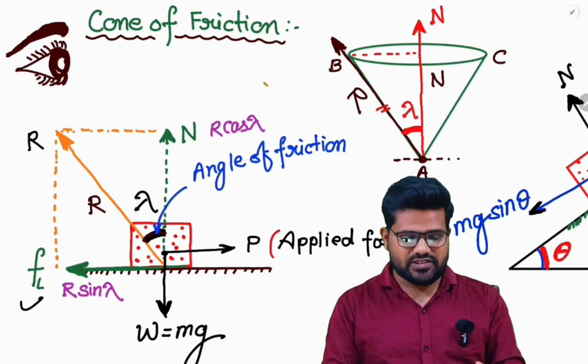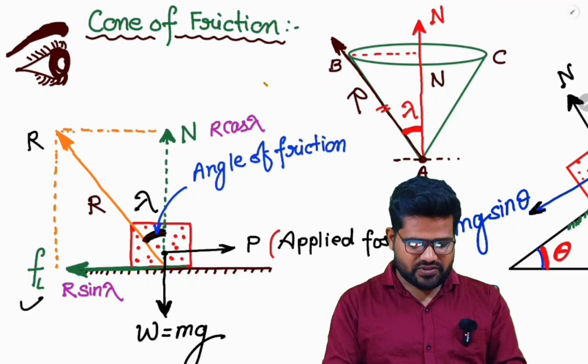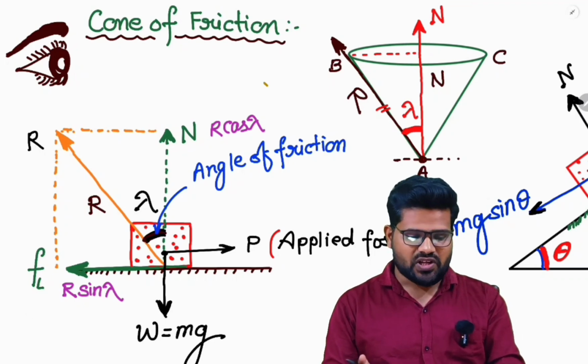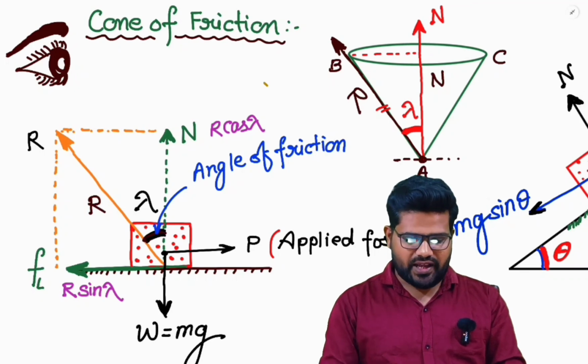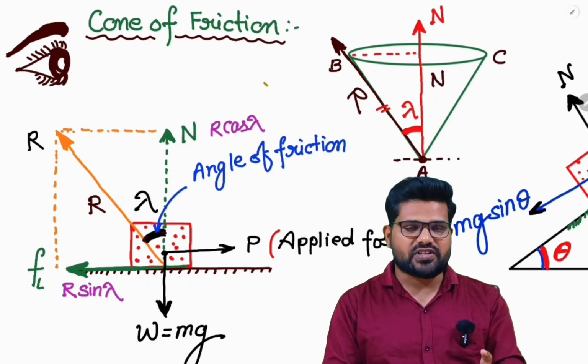Total contact force is nothing but the resultant of the normal reaction and the limiting frictional force. Limiting frictional force and normal reaction, these two are the part of the net contact force. Net contact force is making an angle with the normal direction. That angle lambda shown here is basically the angle of friction.